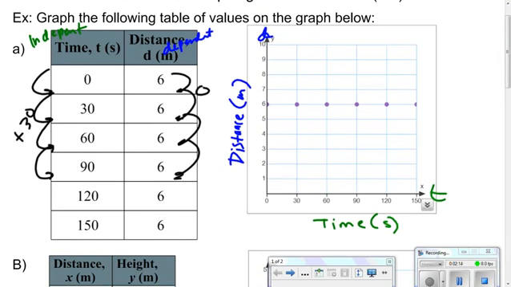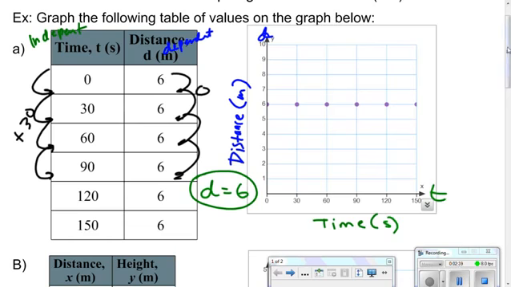So we have a zero multiplier. Distance is always equal to 6, no matter what the time is. So our equation is just d equals 6. It doesn't depend on anything.